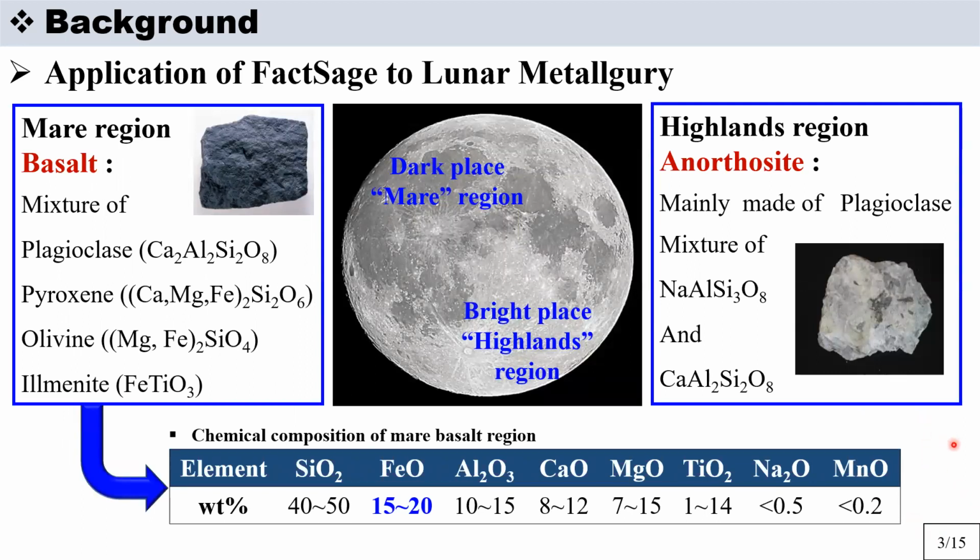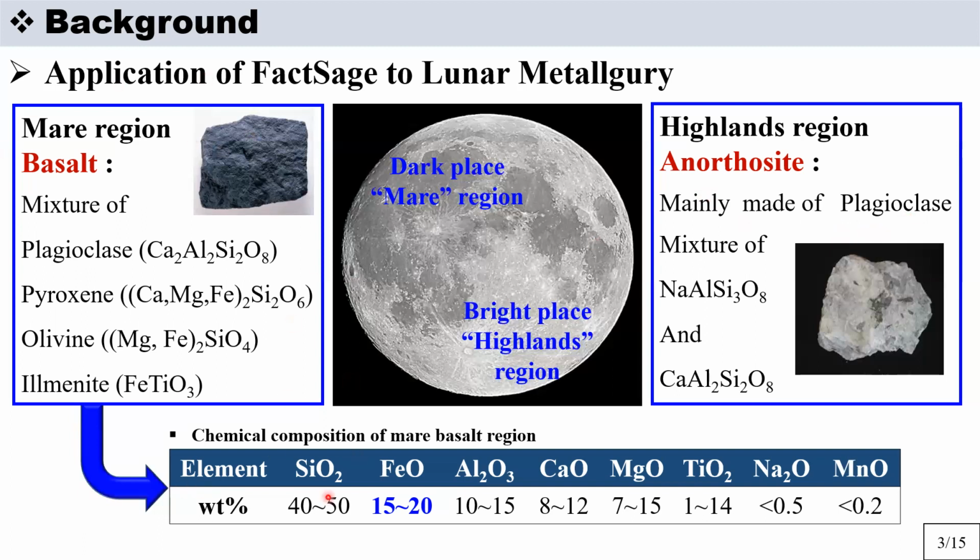On this page, I will explain the background of application of FactSage to lunar metallurgy. We are currently studying and trying to get metallic iron from the lunar soil on the moon surface. The moon surface is usually divided into two regions, the dark region and the bright region. The dark region is called mare, and the bright region is called highland. The mare is mainly composed of basalt, which is a mixture of these minerals. On the other hand, the highland is mainly composed of anorthosite, which is a mixture of feldspar.